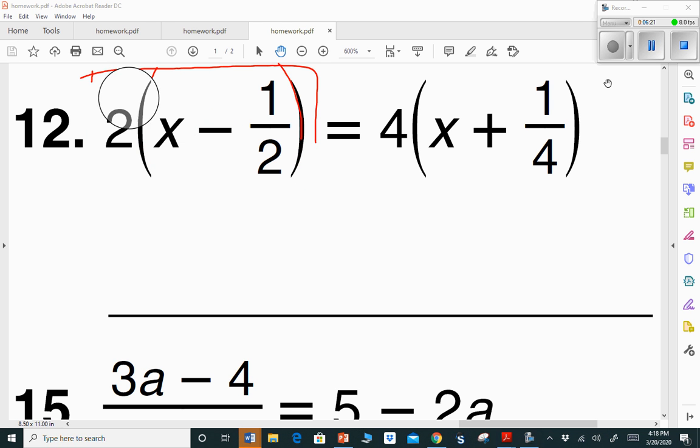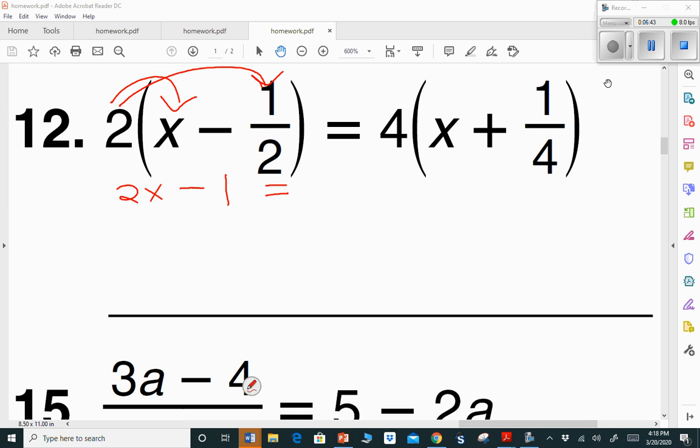Okay, so we're going to take care of the distributive property there. We're going to distribute the 2 to the x. 2 times x is 2x. The minus is going to come down. And 2 times 1/2. Do you know that off the top of your head? It makes 2 halves, which is just 1. You can use your calculator if you need to.